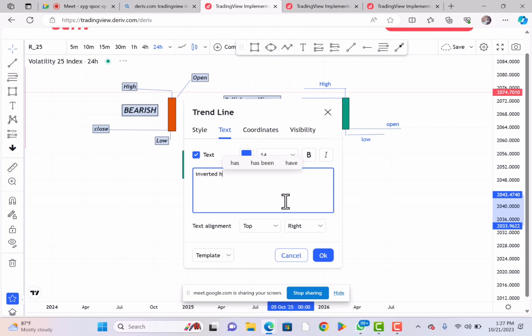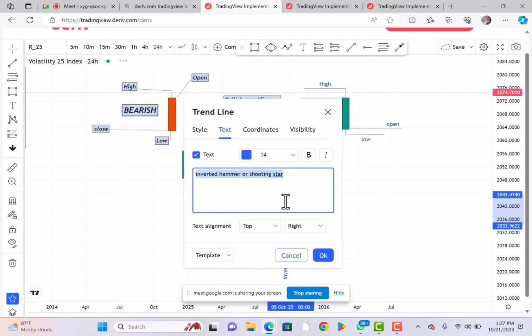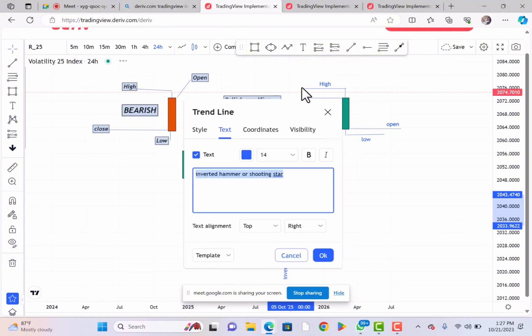Inverted hammer or shooting star. The name is just too long, but this is the name. You can say inverted hammer or shooting star. That is what that candle represents. So just make sure that you pay attention to them.